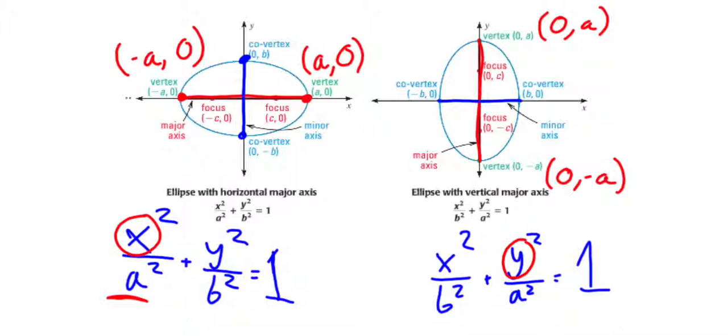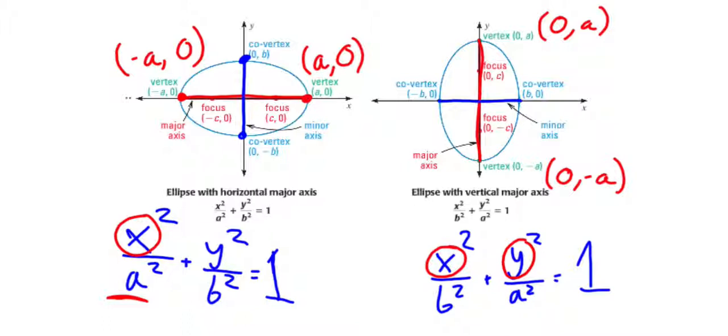The b value represents the co-vertices. Again, if we look at this graph on the right, this minor axis with endpoints at the co-vertices is on the x-axis. So that's how we get there.